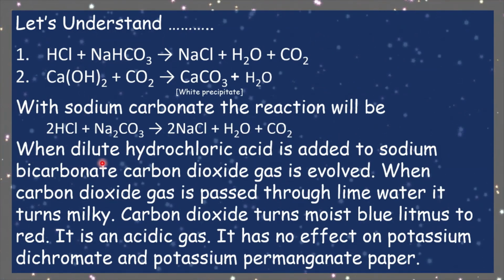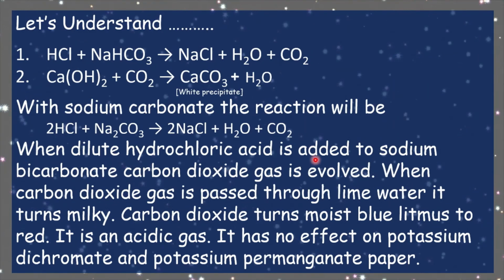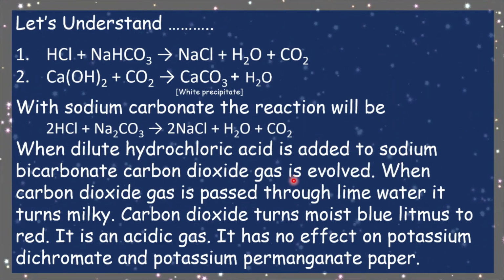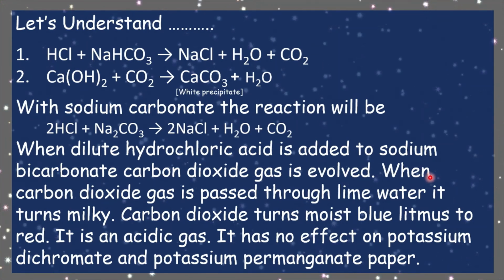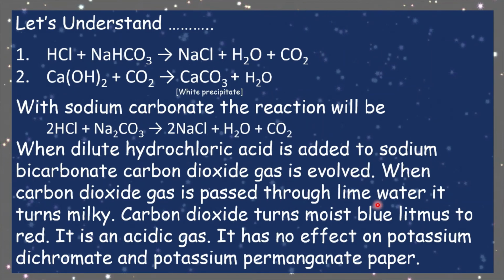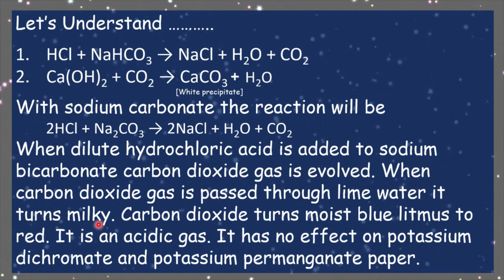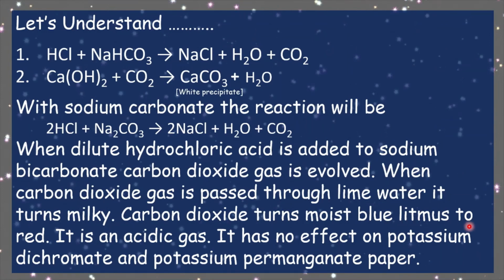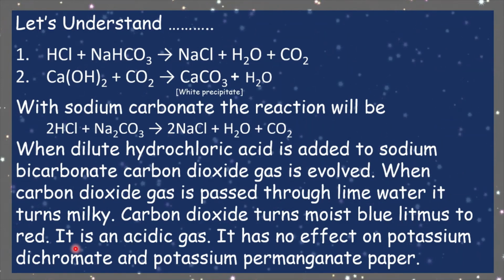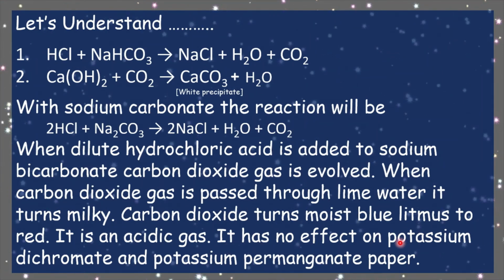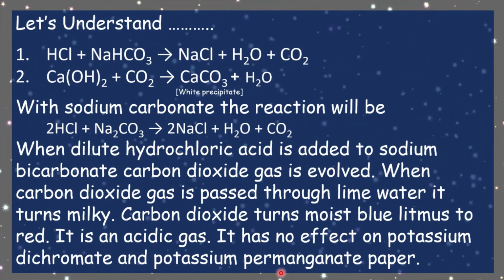When dilute hydrochloric acid is added to sodium bicarbonate, carbon dioxide gas is evolved. When carbon dioxide gas is passed through lime water, it turns milky. Carbon dioxide turns moist blue litmus to red. It is an acidic gas. It has no effect on potassium dichromate and potassium permanganate paper.